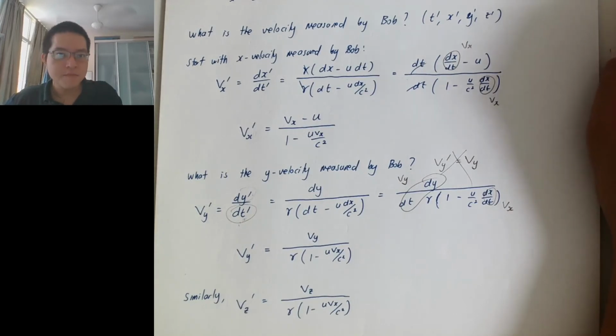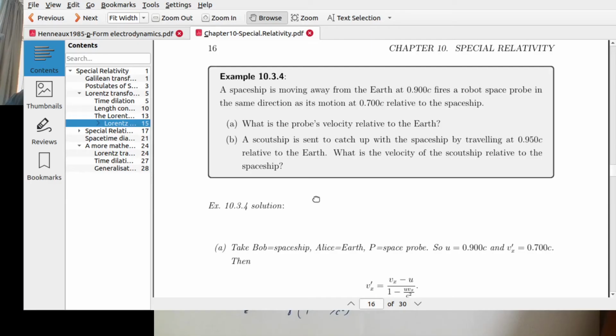So let's look at an example. Let's do 10.3.4. A spaceship is moving away from Earth at 0.9 c, and fires a robot space probe in the same direction as its motion, relative to the spaceship. So we can assume that all is happening along the same direction. Let's call this direction x. What is the probe's velocity relative to Earth? And part B, we will do it later. So let's focus on this part first.